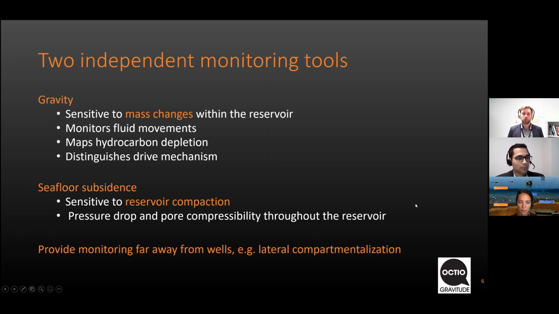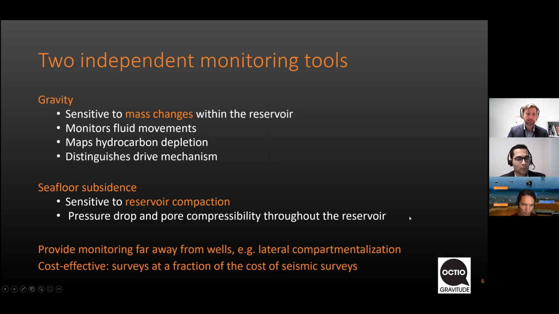By using this type of monitoring, we are able to make a map of the subsurface away from areas where we have wells and more information. This can give us quite a bit of information, for instance, on lateral compartments, as mentioned here. This is, as Rajan already mentioned, a cost-effective technology, and we can acquire data at a fraction of the cost of seismic surveys.